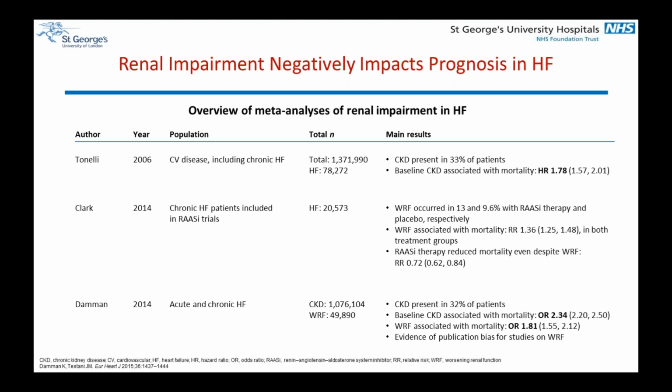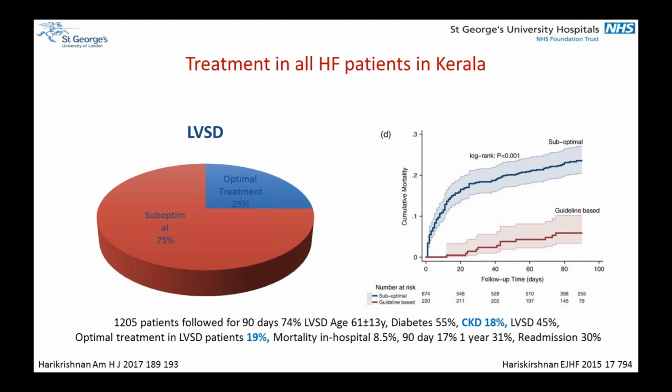Now, if you look at the Indian subcontinent, the data is limited, but this is a very nice study from Kerala looking at patients presenting to 10 hospitals, 1,205 patients followed up for 1 year. And you can see that amongst these patients, only 25% of the patients who have left ventricular systolic dysfunction actually receive optimal treatment. And by optimal treatment, the authors meant beta blockers, ACE inhibitors, and if necessary, mineralocorticoid receptor antagonists. So it's only a quarter of the patients.